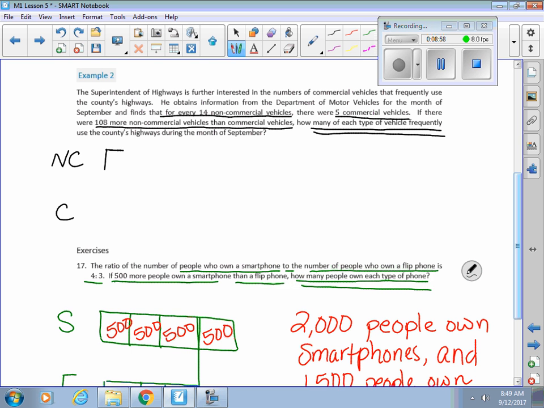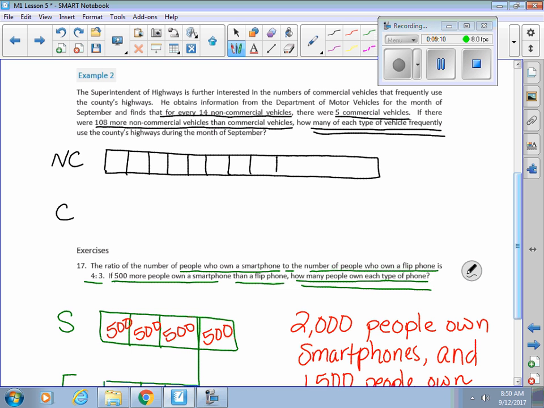So non-commercial, we're going to do 14 units. So I'm going to draw 13 lines to make 14 units. So 1, 2, 3, 4, 5, 6, 7, 8, 9, 10, 11, 12, 13. And then for commercial, you need to draw 5. Remember, they should match up in size, the one above them. As far as 5 units should be the same amount, basically, okay?